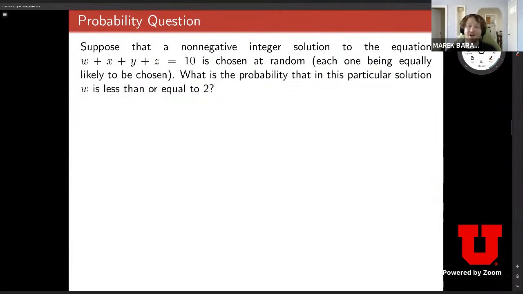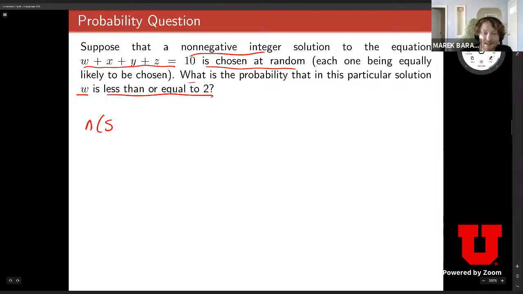Okay, so we have a non-negative integer solution to the equation w plus x plus y plus z equals 10, chosen at random, each one being equally likely to be chosen. What is the probability that in this particular solution, w is less than or equal to 2? So let's first worry about the size of the sample space.